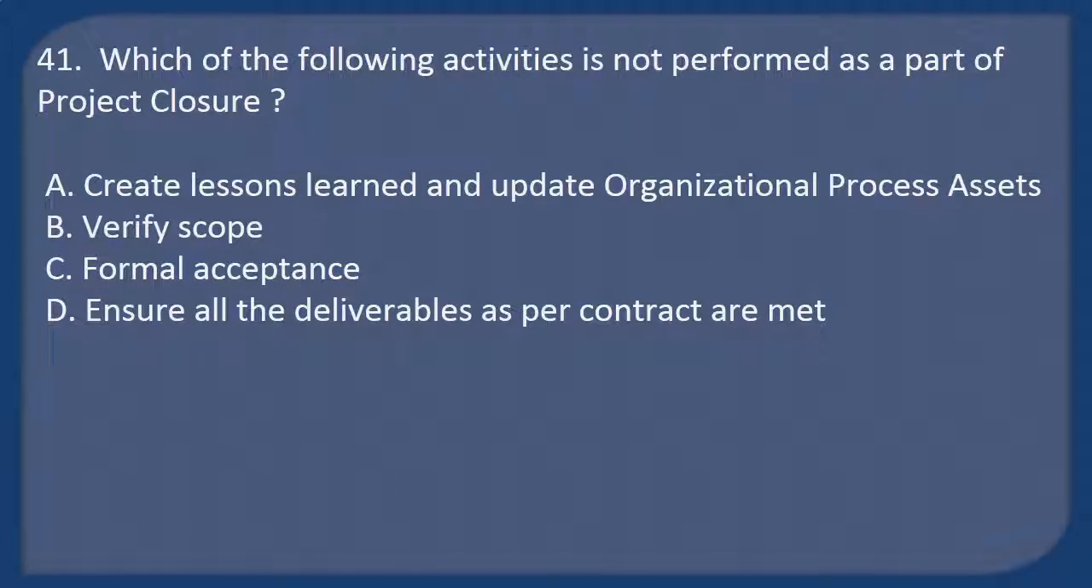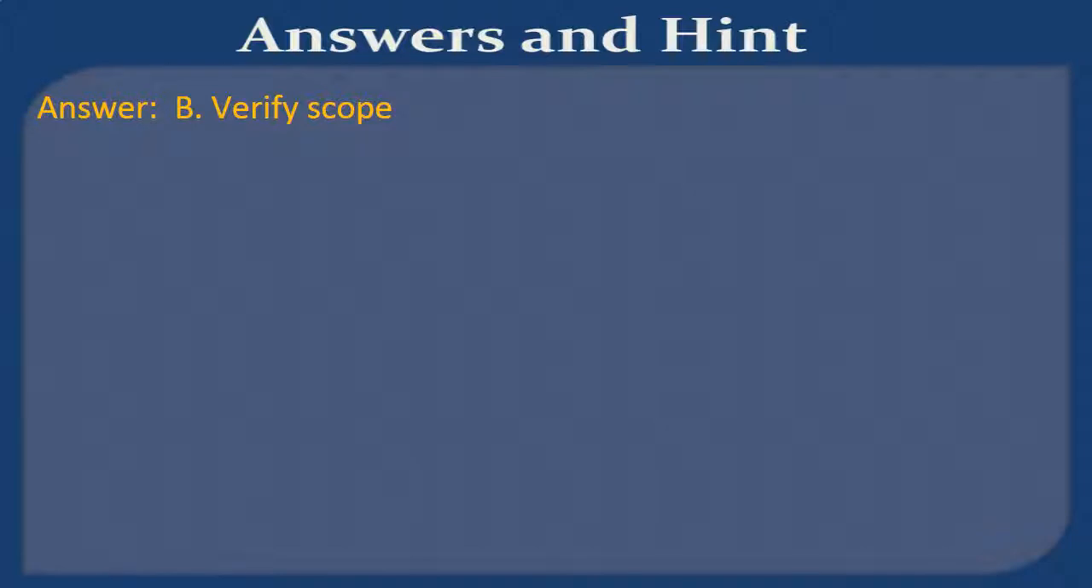Question 41. Which of the following activities is not performed as a part of project closure? A. Create lessons learned and update organizational process assets. B. Verify scope. C. Formal acceptance. D. Ensure all the deliverables as per contract are met. Answer: B. Verify scope.